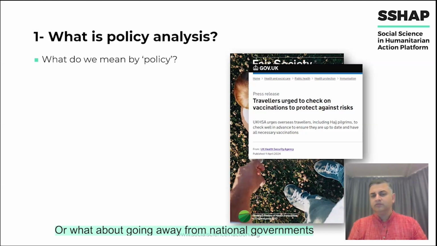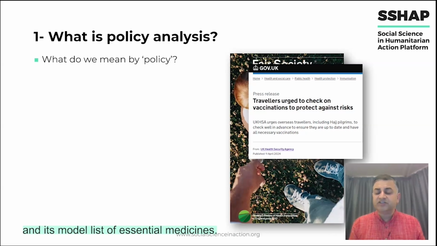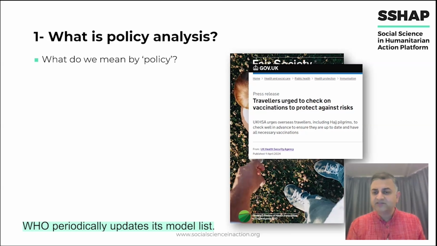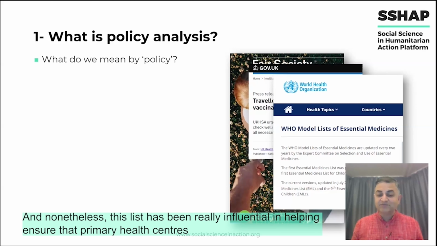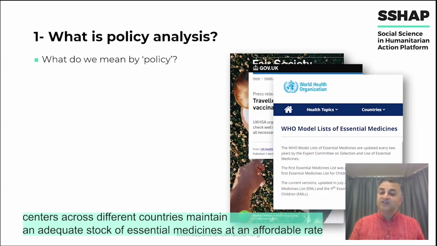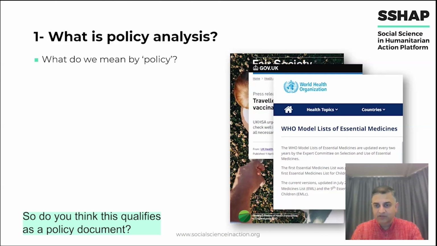Or what about going away from national governments, looking at an international agency such as the WHO and its model list of essential medicines? WHO periodically updates its model list, and even though none of the member states are obligated to follow this model list, nonetheless, this list has been really influential in helping ensure that primary health centers across different countries maintain an adequate stock of essential medicines at an affordable rate for individuals in the community. So again, nobody is obligated to follow this list, but it has had lots of impact. So do you think this qualifies as a policy document?